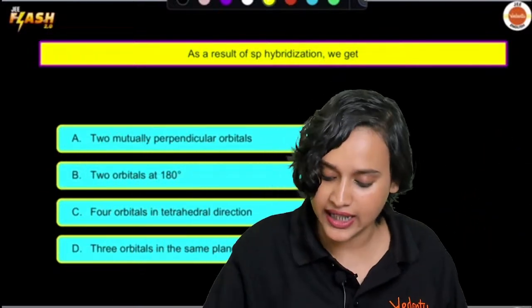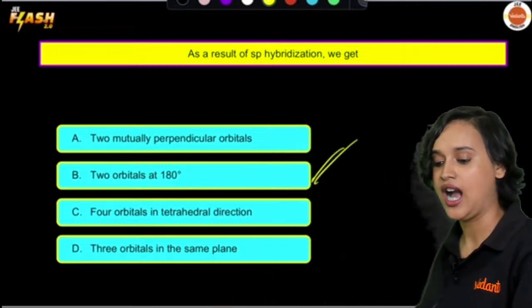Two orbitals at 180 degree. Absolutely. Option B is the correct answer.